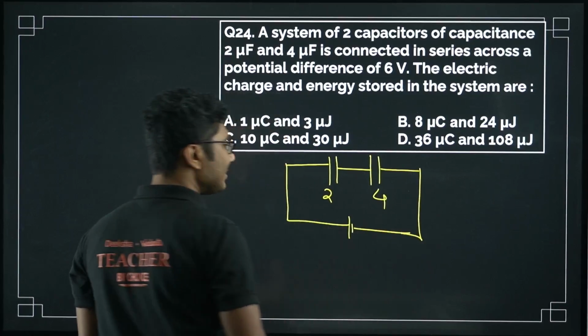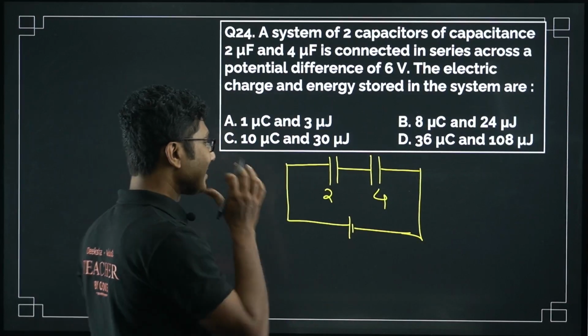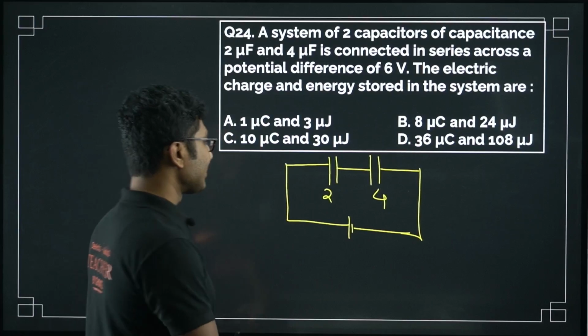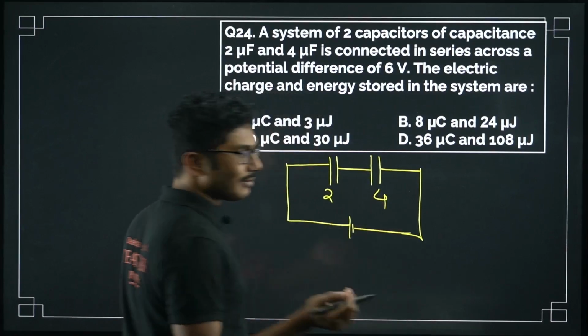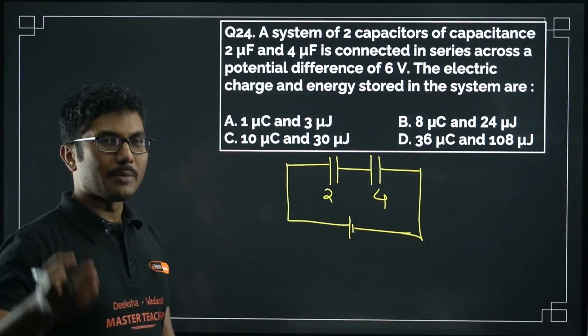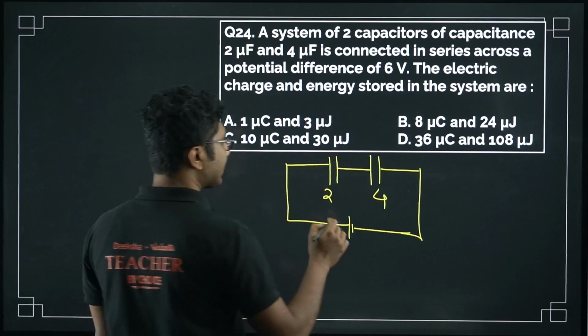Now here microfarad is important. Previously, because we were just comparing, the microfarad conversion was not required. Anyway, you can write it as microcoulomb or microjoules, so even though the conversion is not super important.